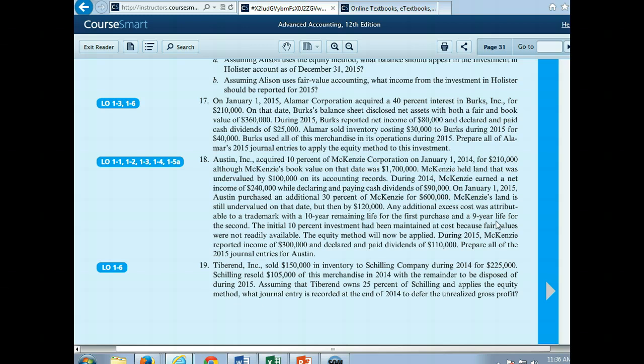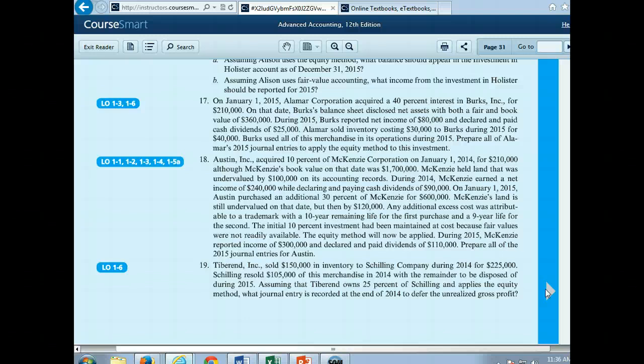Schilling resold $105,000 of this merchandise in 2014, with the remainder to be disposed of in 2015. Assuming that Deferring owns 25% of Schilling and applies the equity method, what journal entry is recorded at the end of 2014 to defer the unrealized gross profit?